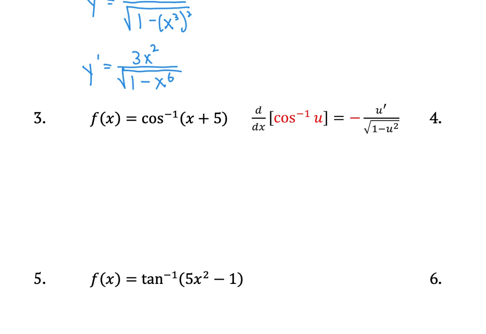We're going to take the derivative of this one. You see right away it's going to be a fraction, and it's going to be a negative fraction. This rule says whatever this inside part is, take the derivative and put that on top, so the derivative of x plus 5 is just 1. Then whatever is inside, do the square root of 1 minus that squared. This will be 1 minus x plus 5 squared. And that's it.